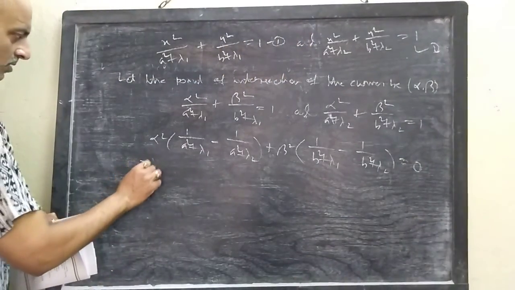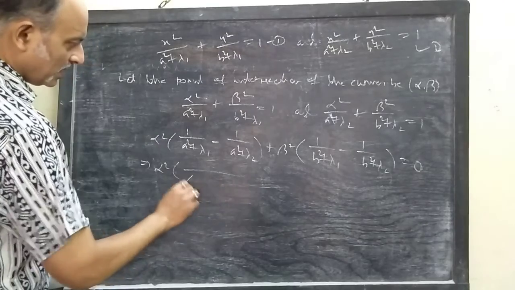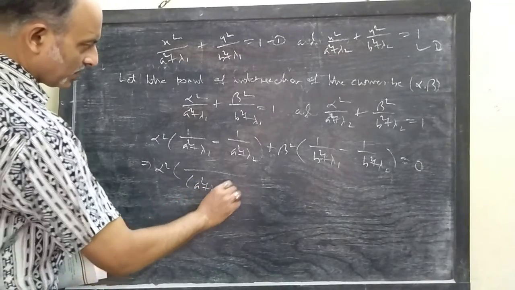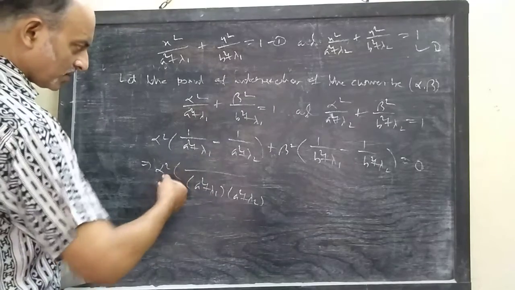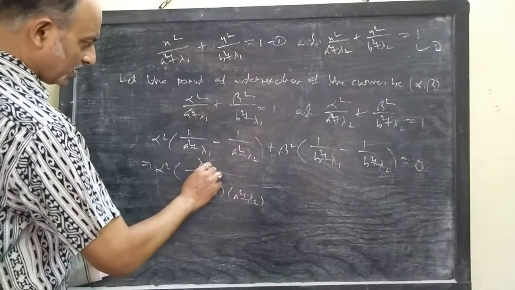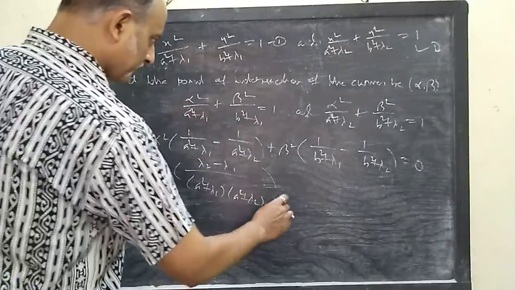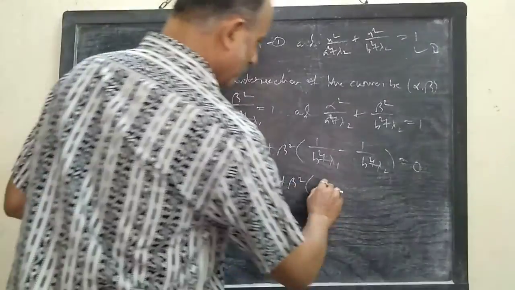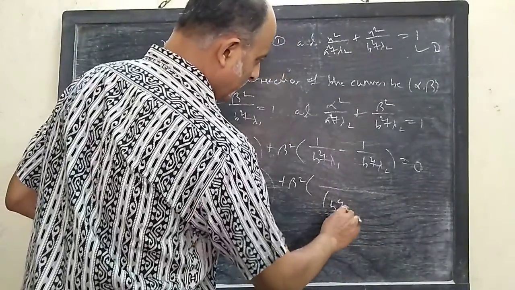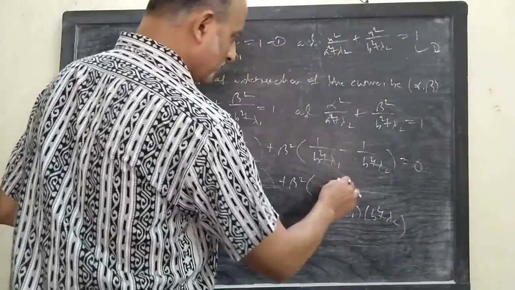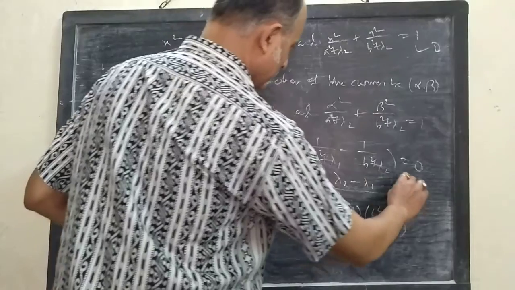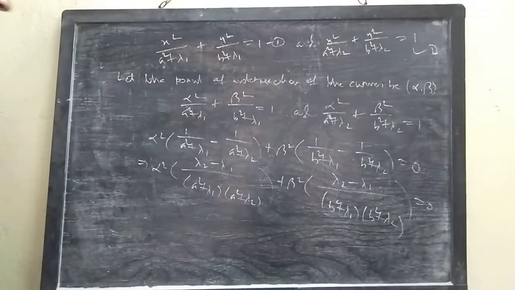Now just do the subtraction here. LCM will be a square plus lambda 1 into a square plus lambda 2. There will be a square plus lambda 2 minus a square minus lambda 1, so you get lambda 2 minus lambda 1. Then beta square, here the LCM will be b square plus lambda 1 into b square plus lambda 2. This will also be lambda 2 minus lambda 1 equals 0. Now obviously lambda 1 not equals lambda 2, so divide both sides by lambda 2 minus lambda 1.